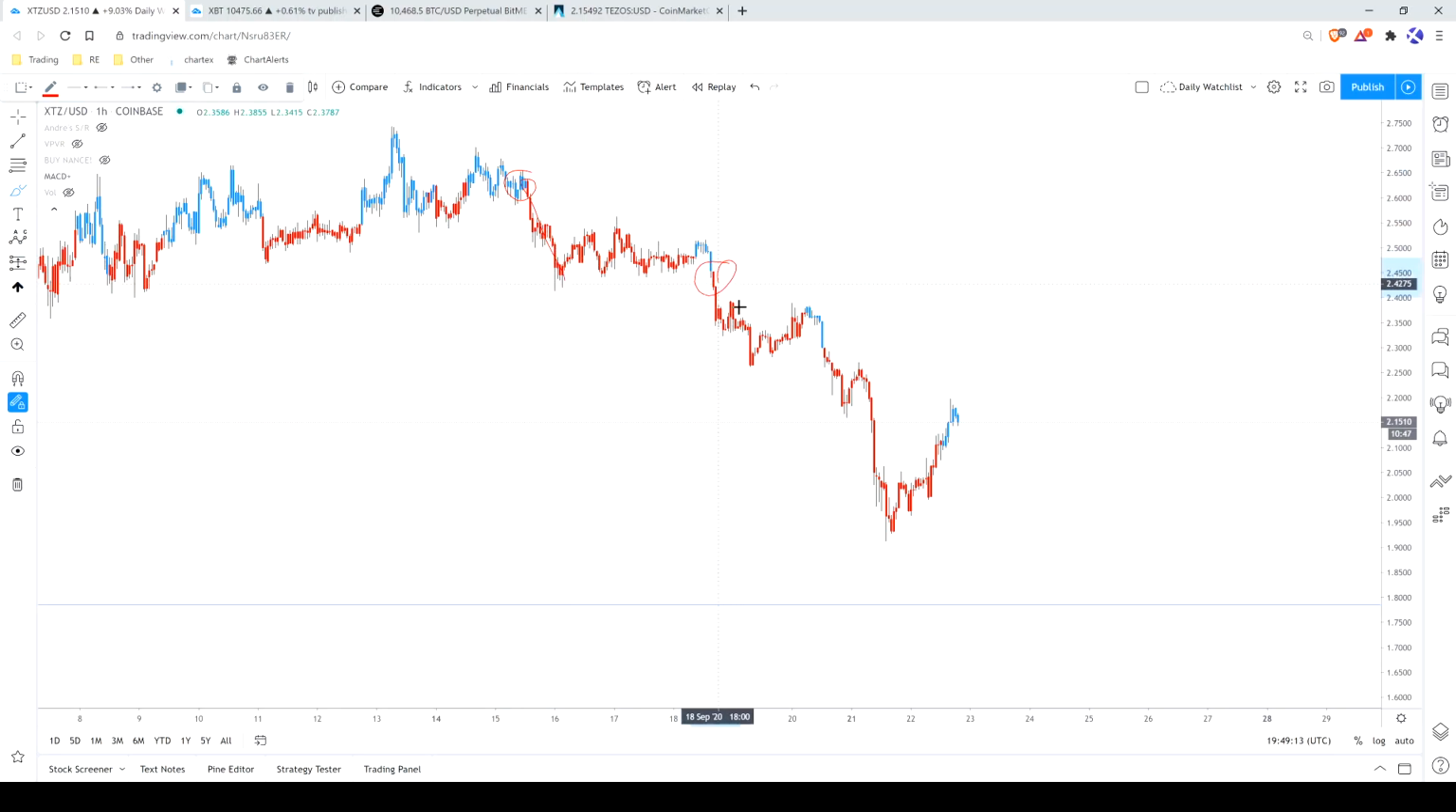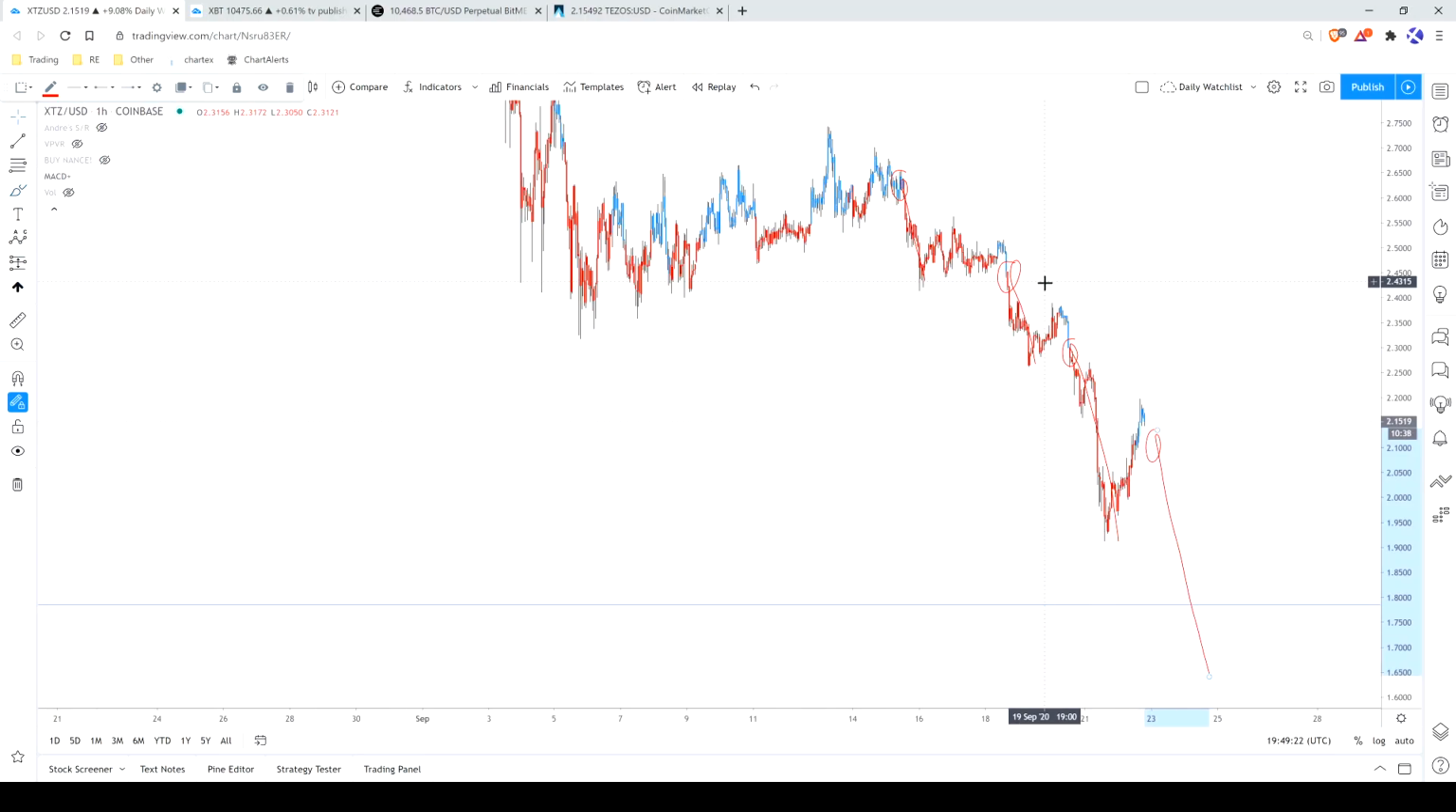Flip to red, move down. Flip to red, move down. If we get another flip, we're looking for another move down. This is not to be used in a range. Once you begin expansion out of a range, you can use these flips for continuation.